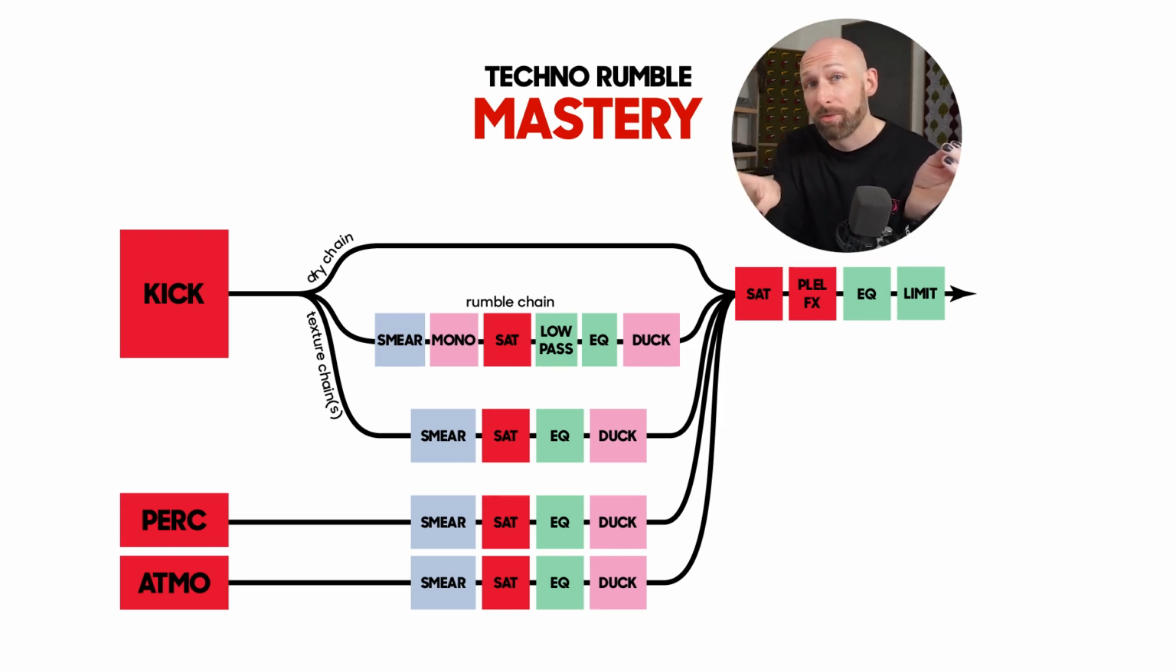We already have a pretty good low end rumble. What we want now is texture and nuance in the highs. And there's a couple of different layers that we can add to achieve that. First of all, there is another chain coming off from the kick, which is just like the rumble chain, except we're not going to low pass it.